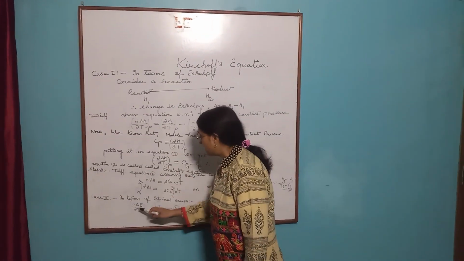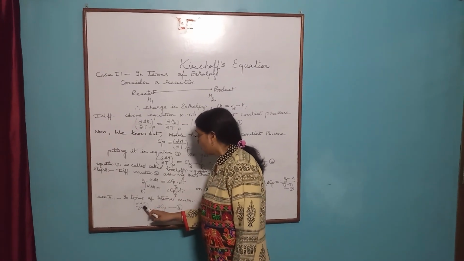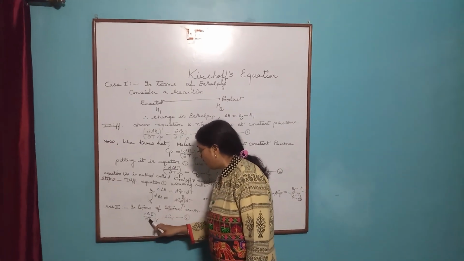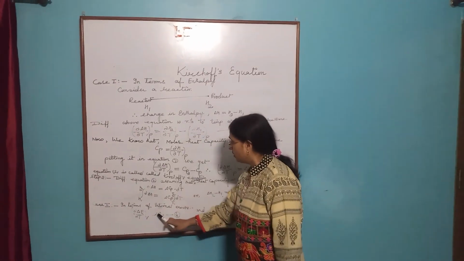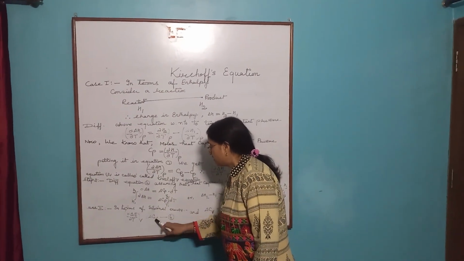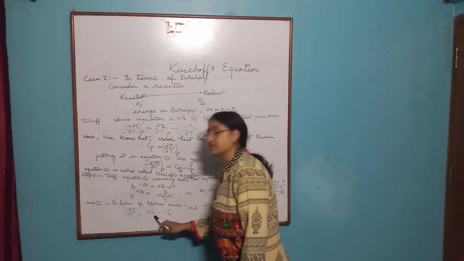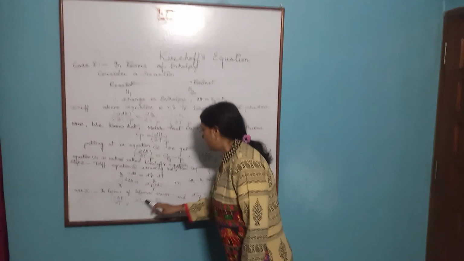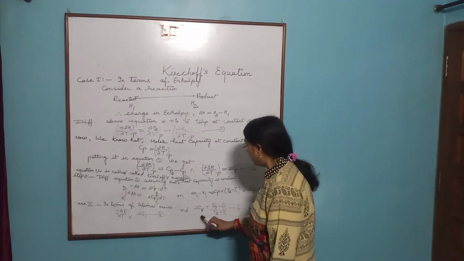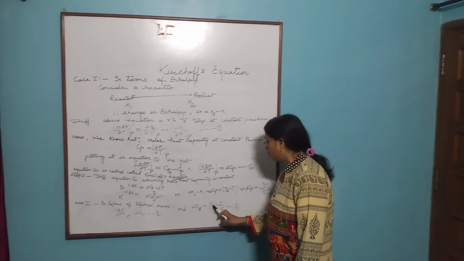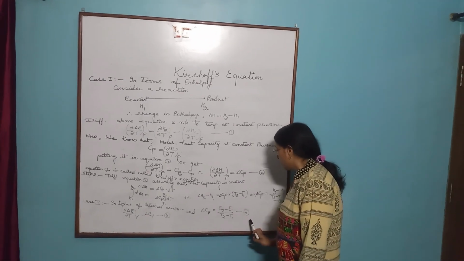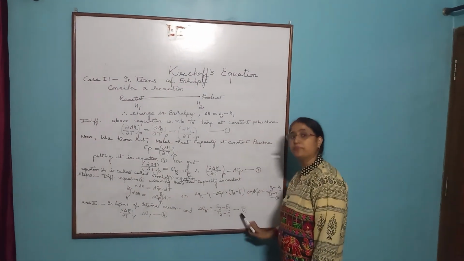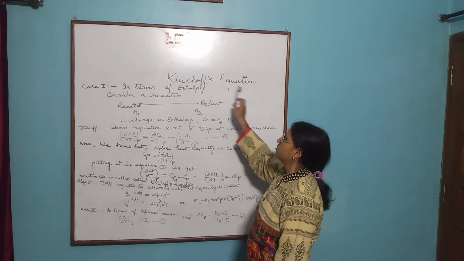So, by expressing the Kirchhoff's equation in terms of internal energy, we get ∂E/∂T at constant volume equal to ΔCv. Here ΔCv is the change in molar heat capacity at constant volume. Now, by integrating in a similar way, we can also get ΔCv equal to (E2 minus E1) by (T2 minus T1). Both equation 4 as well as equation 5 are also known as Kirchhoff's equation.